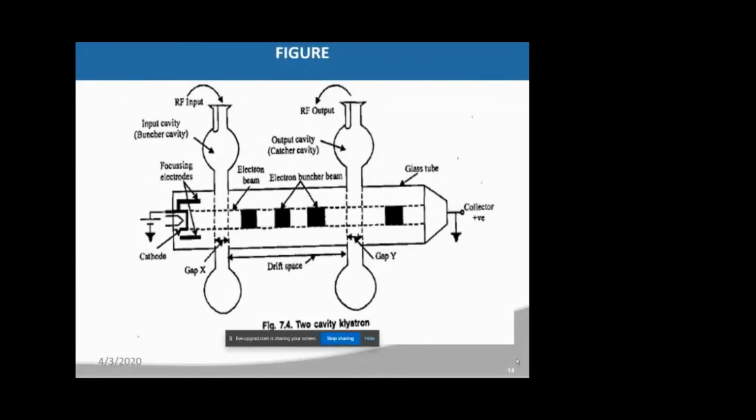And we'll see at what space, from gap x to gap y, and at what time the bunch is formed. That is, after how much time the bunch will form, at which cycle the bunch will form, and how it will form. All these things we will prove mathematically, because in the examination you will see numericals.